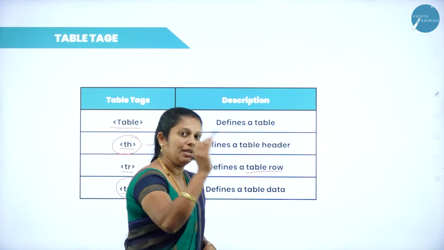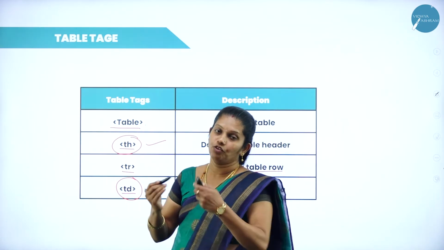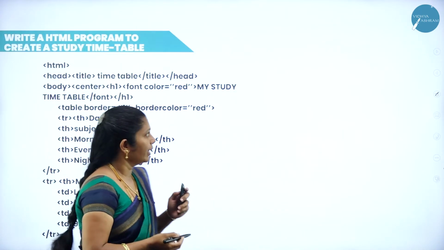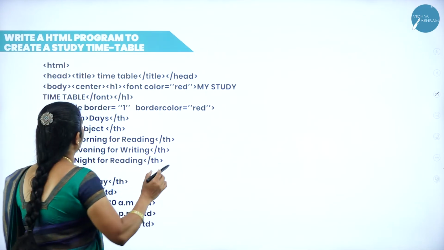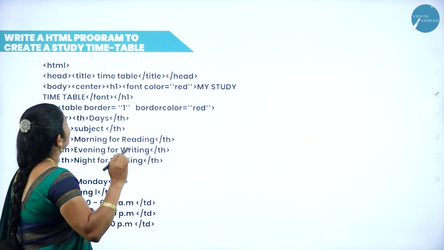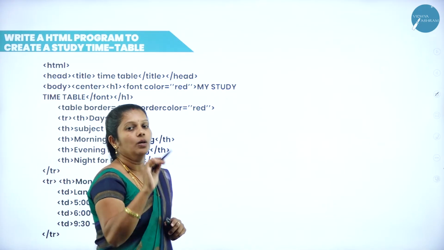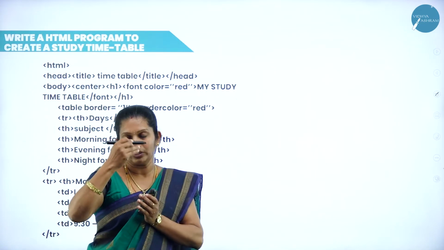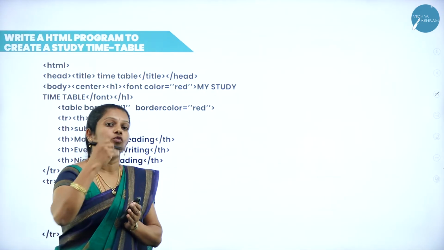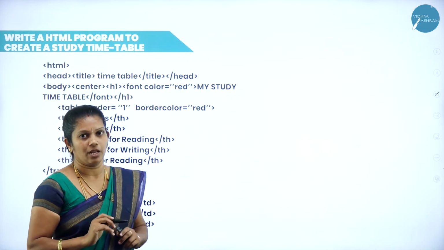In this we have few elements like cell spacing, cell padding, like that. We have few properties in this. Okay, now we'll explain with an example program. Write an HTML program to create a study timetable. I want to create one table with the headings like on which time I want to read, which subject I have to select regarding that. Now I'm going to explain one program.